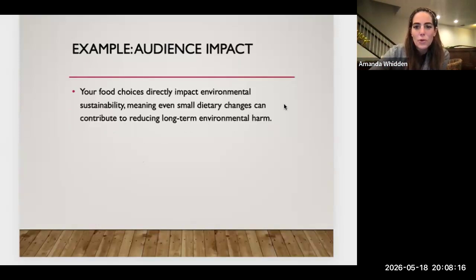So, for example, your food choices directly impact environmental sustainability, meaning even small dietary changes can contribute to reducing long-term environmental health. And this example reminds the audience that individual choices collectively create larger outcomes, which is the thing that we want to, in fact, always remember. How is the audience either going to be affected or how is their behavior, if they continue it, going to continue this impact? And that's why there is a need.